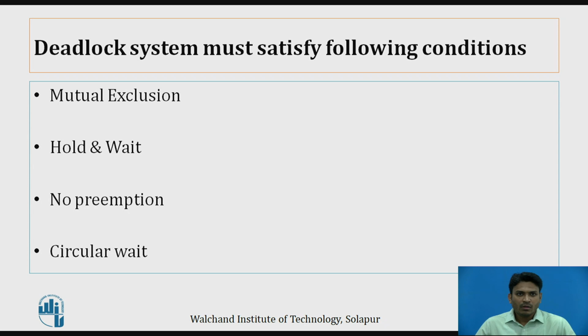Now, a deadlock system must satisfy the following conditions: mutual exclusion, hold and wait, no preemption, and circular wait. These are the four necessary conditions. If our system resides in these four situations, then that situation is nothing but the deadlock situation. Now let's see what they indicate.